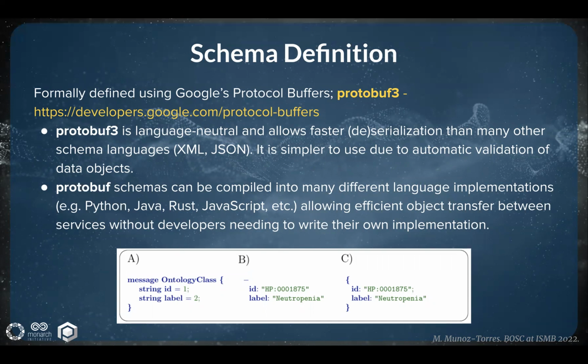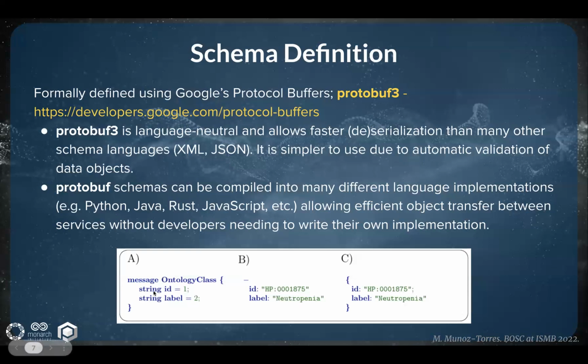And it is simpler to use due to automatic validation of data objects. Protobuf schemas can be compiled into many different language implementations, JavaScript, Python, allowing efficient object transfers between services without developers needing to write their own implementation. In the figure below, we have a Phenopacket protobuf message comparison.